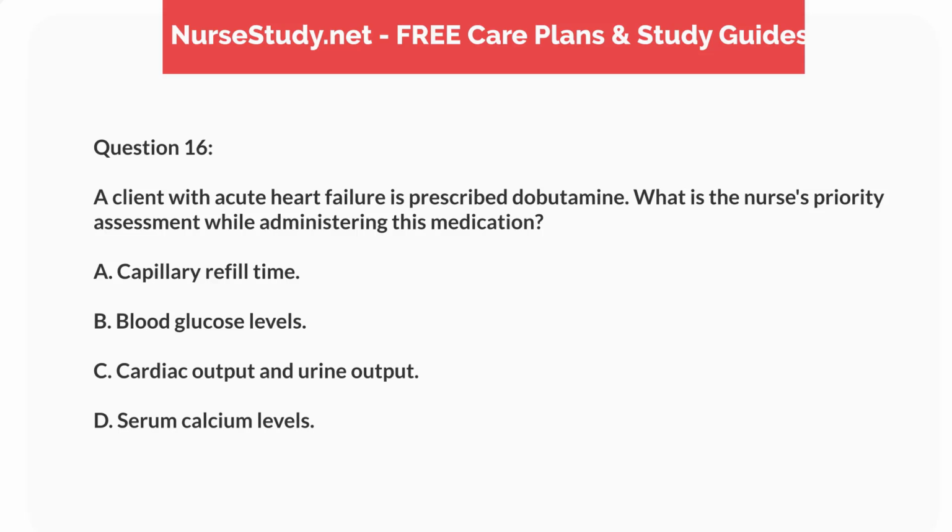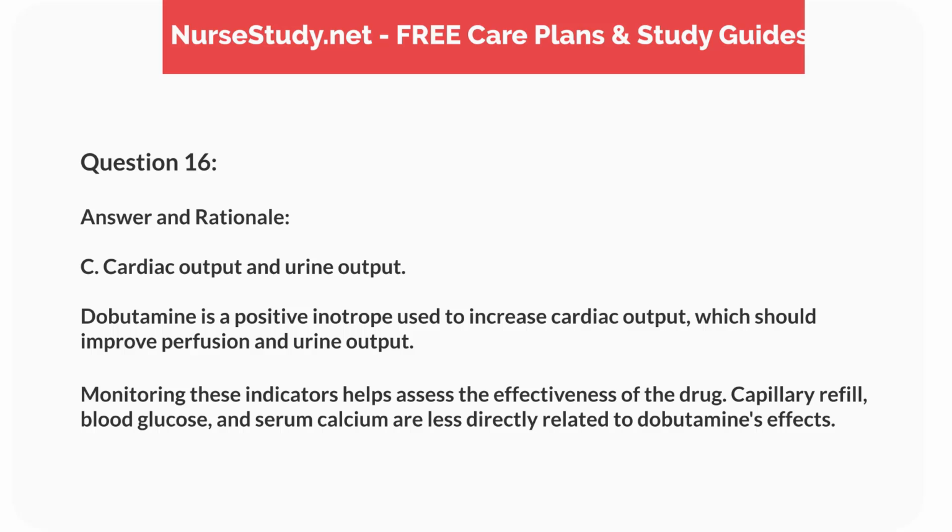Question 16. A client with acute heart failure is prescribed dobutamine. What is the nurse's priority assessment while administering this medication? A. Capillary refill time. B. Blood glucose levels. C. Cardiac output and urine output. D. Serum calcium levels.